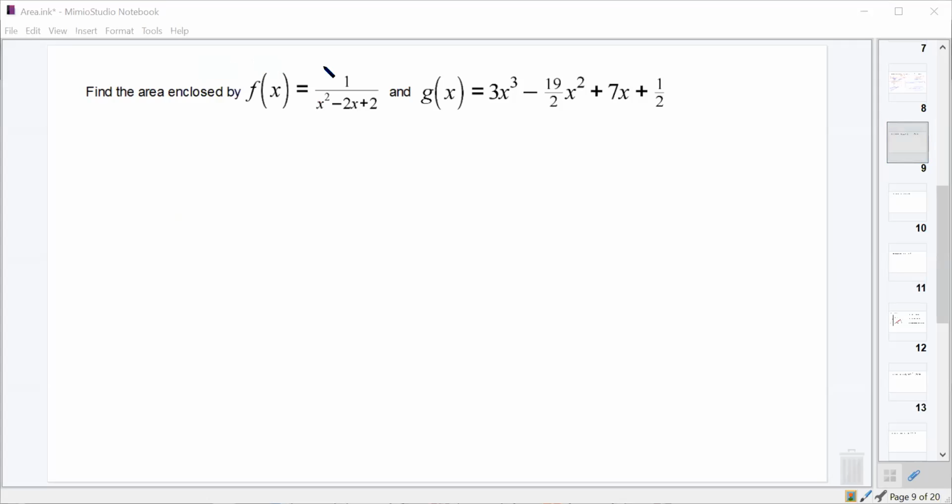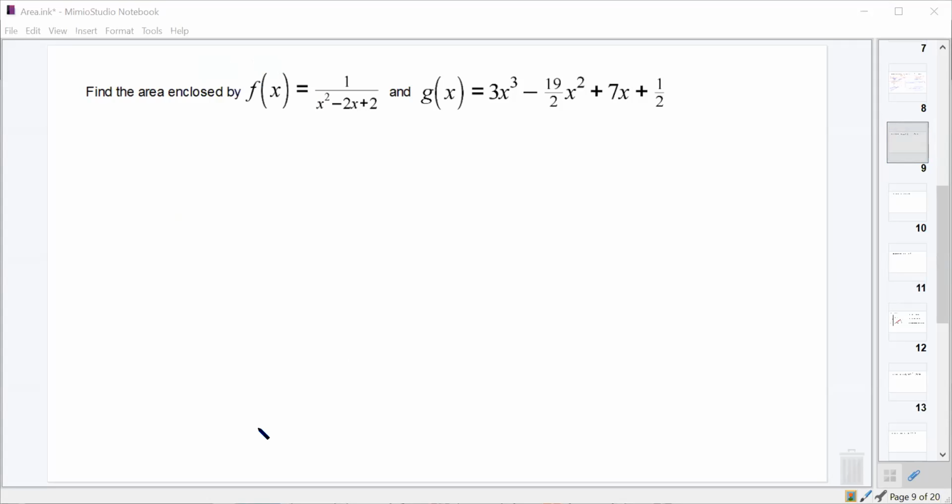All right, let's take a look at this one. Looking for the area enclosed by f of x equals 1 over x squared minus 2x plus 2, and then g of x equals that horrible cubic function. Okay. Not even going to bother to evaluate this one. Let's just get it set up properly. So how are we going to get it set up properly?